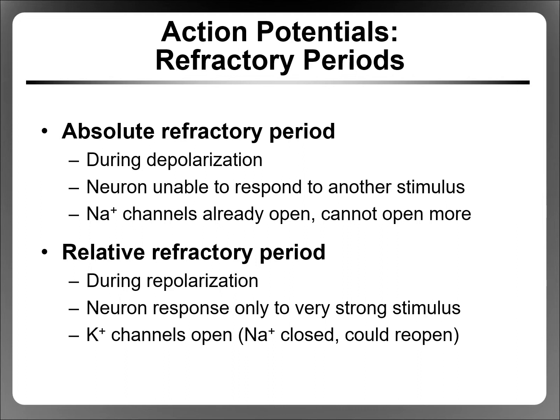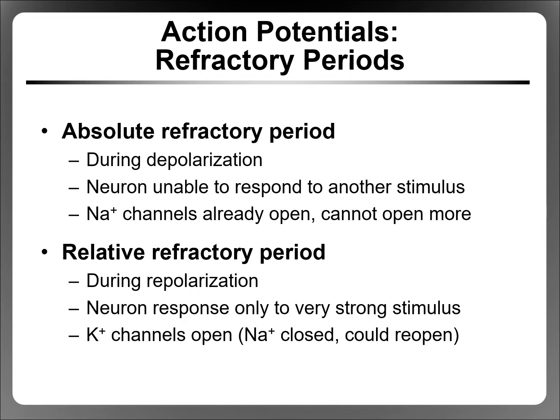There are two distinct refractory periods. The absolute refractory period is caused during depolarization. This is when the neuron is absolutely unable to respond to another stimulus, no matter how strong that stimulus is. That is because the sodium ion channels are already open and cannot open anymore.